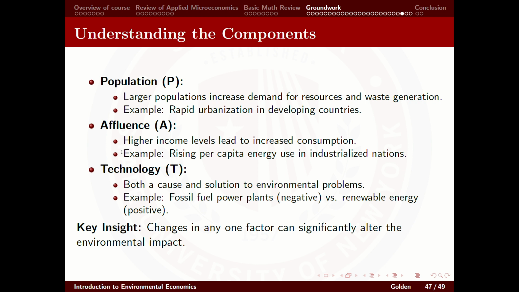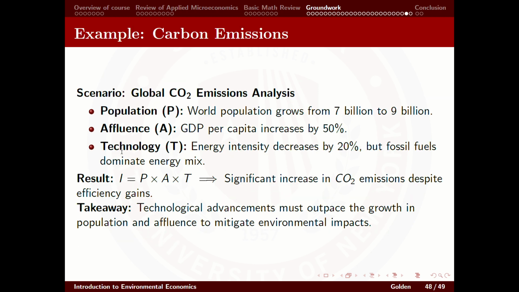So to understand the components, population is about larger populations and the increased demand for resources and waste generation. Affluence is about higher income levels leading to increased consumption. There's a much higher energy use per capita in industrialized nations. There's a reason why it's called power, because it makes you more powerful, more able to do things if you have more electricity. And then technology is both a cause and a solution to environmental problems. Fossil fuel power plants, you have more of them, that's bad. Renewable energy helps solve the problem.